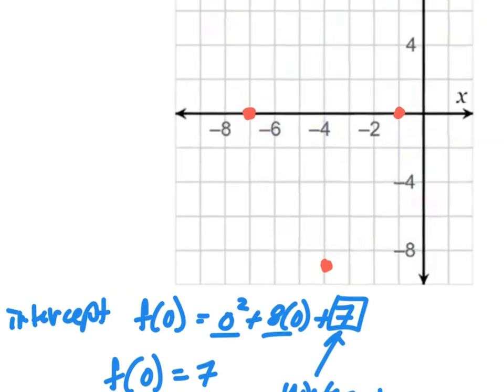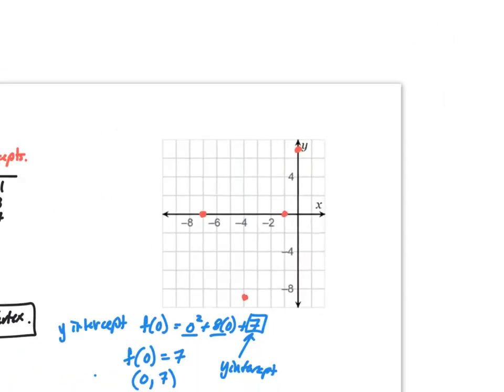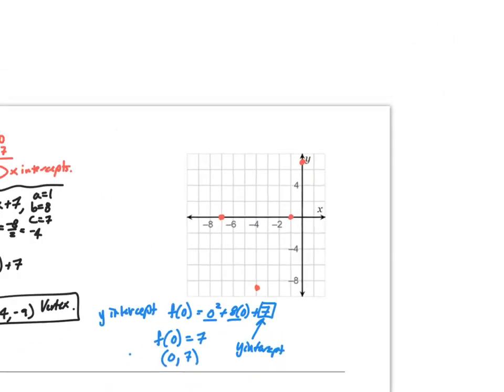So now I'm going to go back up here and plot that point, which would be up over here. And then what we want to do is take those points and connect them with a parabola.